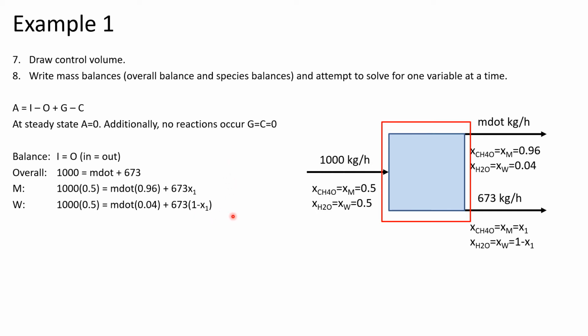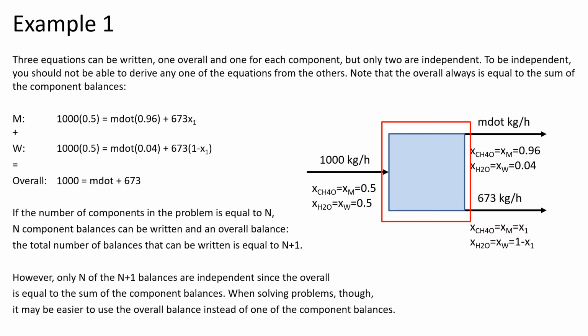So now we've written the overall balance equation and a balance equation for each of the components for this control volume. We've written three equations, an overall balance and one balance for each component. There's two components, so we have three total. Only two of these are independent.